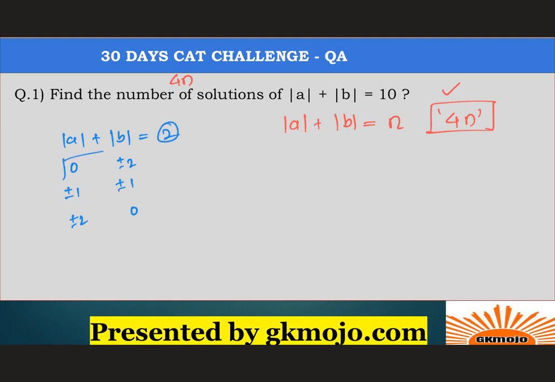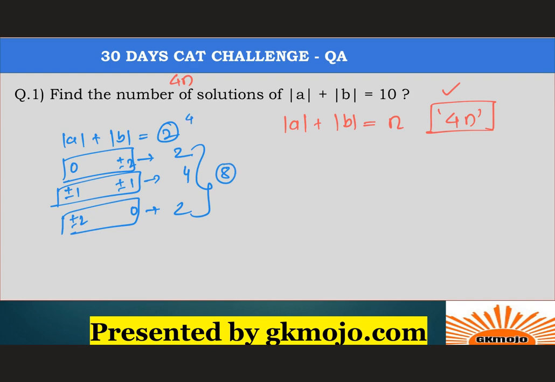So how many cases over here? You have got 2 cases over here. Here there will be 4 cases: plus 1, minus 1, minus 1, plus 1, and so on. So there will be 4 cases over here. Over here again there will be 2 cases. So what is the total? The total is 2 plus 4 is 6, 6 plus 2 is 8, which is again 4n.